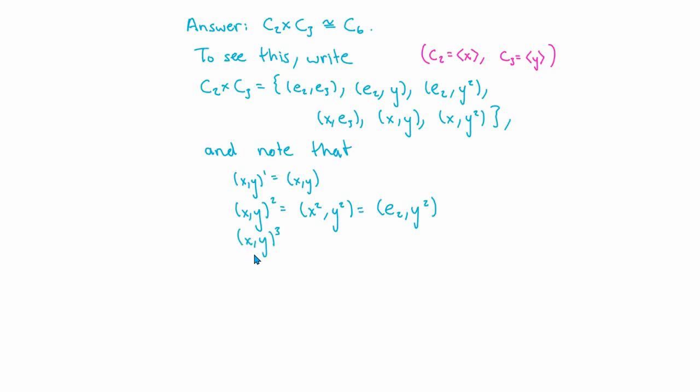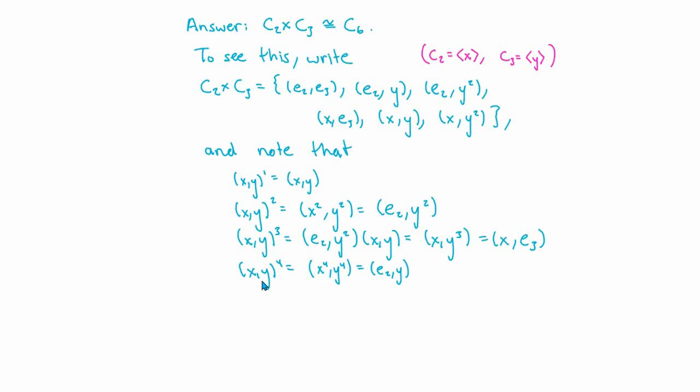Okay, well, what about xy cubed? Well, to figure out what xy cubed is, I can just take xy squared and multiply it by xy. When I do that, the first components multiply, giving me an x, and the second components multiply, giving me a y cubed. And since y cubed is the identity in the cyclic group of order 3, this is just the element x comma E3. Now, it's not difficult to convince yourself that when you take an element of a direct product to a power, you're really just going to take all of the components to that power.